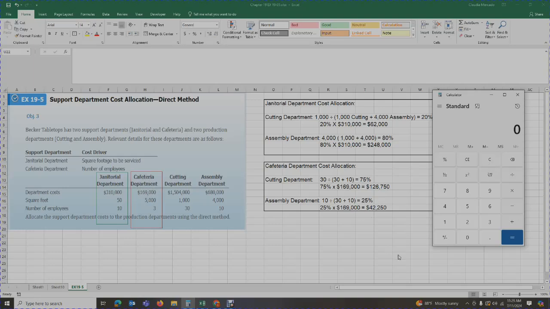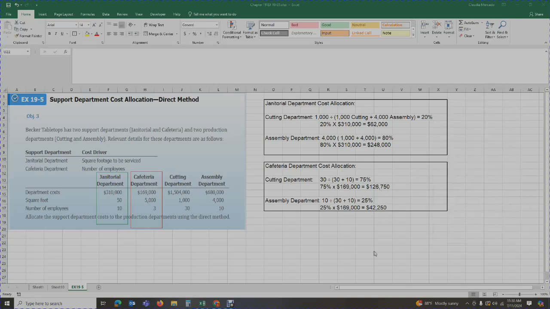So the distribution is 126,750 for the cutting department, and if we add the 42,250 for the assembly department, that gives me my total 169,000 for the cafeteria department cost. All we did was get this 169,000 and split it amongst the departments based on the number of employees. And on the top, we allocated it based on the square footage being serviced. Fairly straightforward calculations, nothing really complex about this. It's just a matter of understanding, reading, and figuring out the distribution to the production departments.